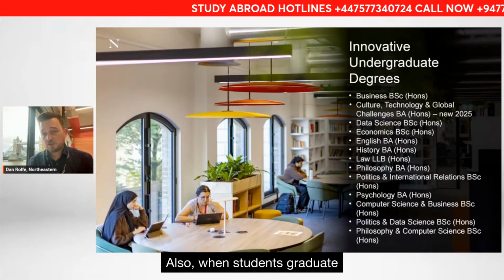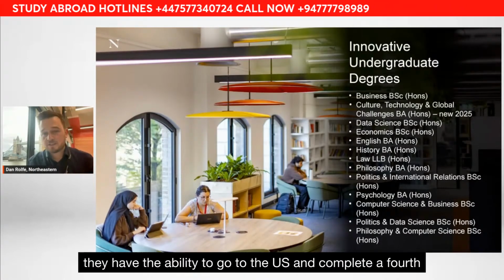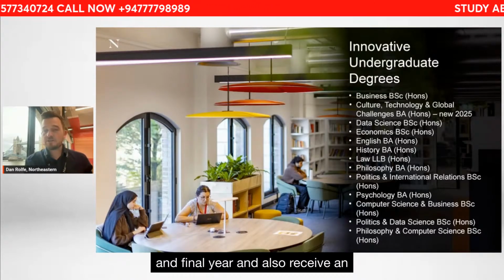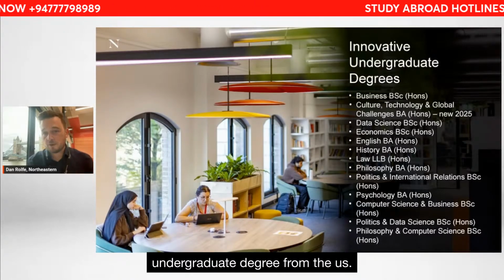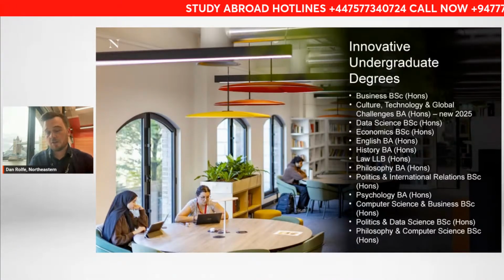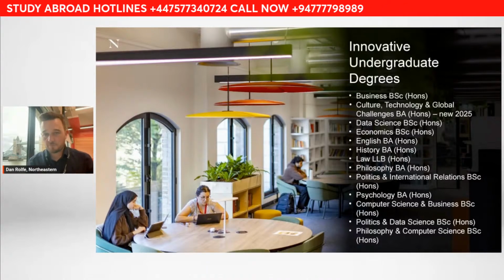Also, when students graduate with their 3-year UK degree, with the exception of law, they have the ability to go to the US and complete a 4th and final year and also receive an undergraduate degree from the US. So within 4 years, 2 degrees, a UK degree from NU London and a US degree from Northeastern University. That's our double degree program.